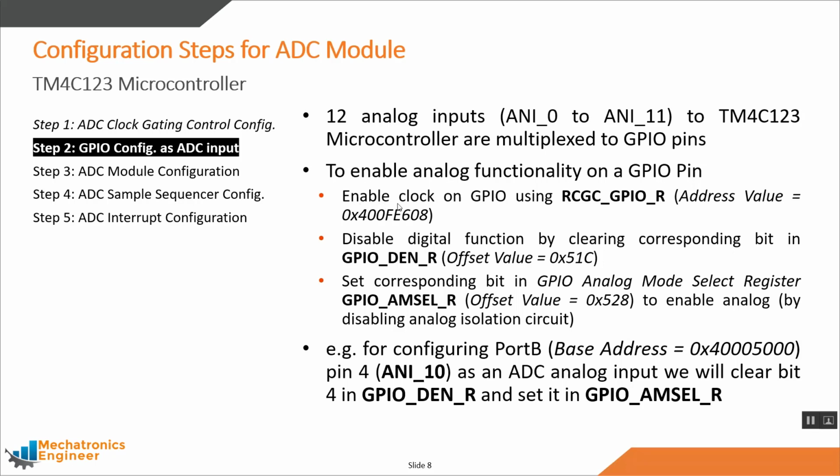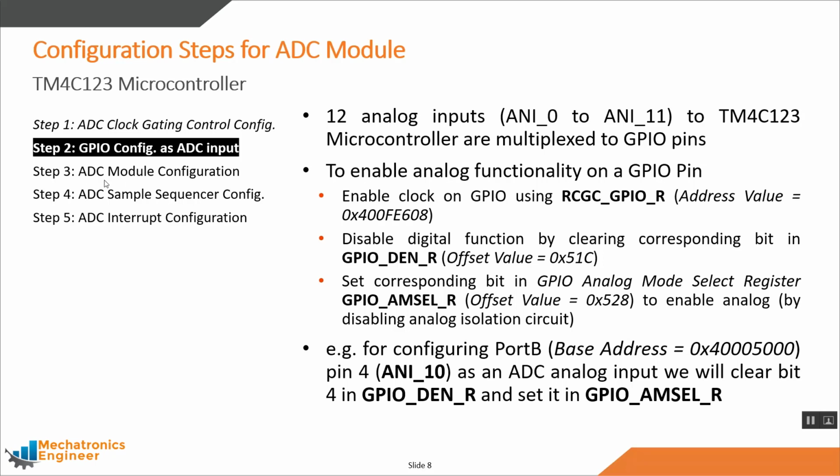Of course, we also need to enable the clock on the GPIO port by using this register, whether we are using its digital functionality or analog. Here is an example of configuring port B pin 4, which is analog input number 10, as an ADC analog input. For that, we need to clear bit 4 in the GPIO digital enable register and we need to set it in the GPIO analog mode select register. And of course, we will enable the clock on GPIO port B.